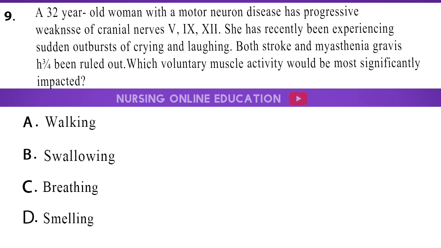9. A 32-year-old woman with a motor neuron disease has progressive weakness of cranial nerves V to XII. She has recently been experiencing sudden outbursts of crying and laughing. Both stroke and myasthenia gravis have been ruled out. Which voluntary muscle activity would be most significantly impacted? A. Walking. B. Swallowing. C. Breathing. D. Smelling. The answer is option B.